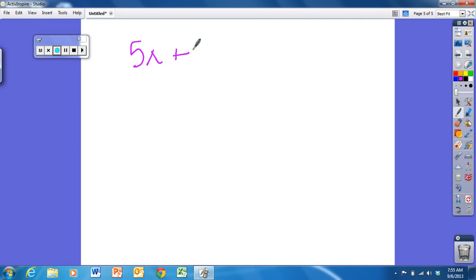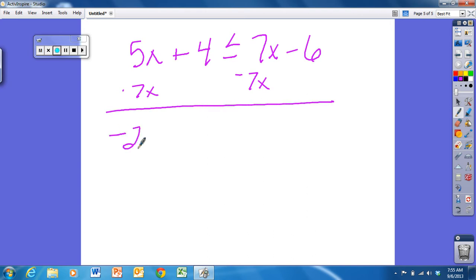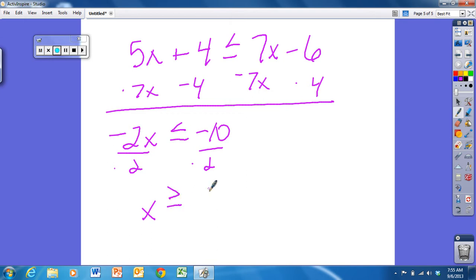5x plus 4 is less than or equal to 7x minus 6. Now most of you are going to go minus 7x because you like to have your x's on the left, which is fine. And then you're going to minus 4. You're going to have 2x is less than or equal to negative 10. Divide by negative 2. And x, now remember, the coefficient of x was negative. You have to flip the sign over. Greater than or equal to positive 5.